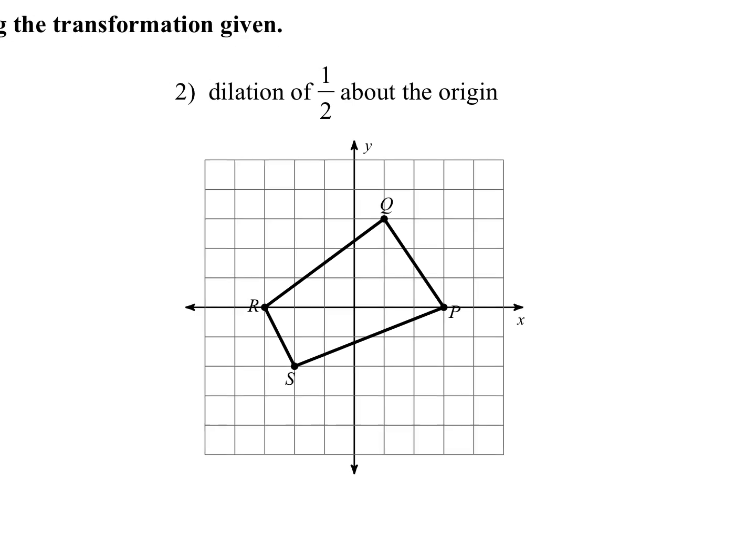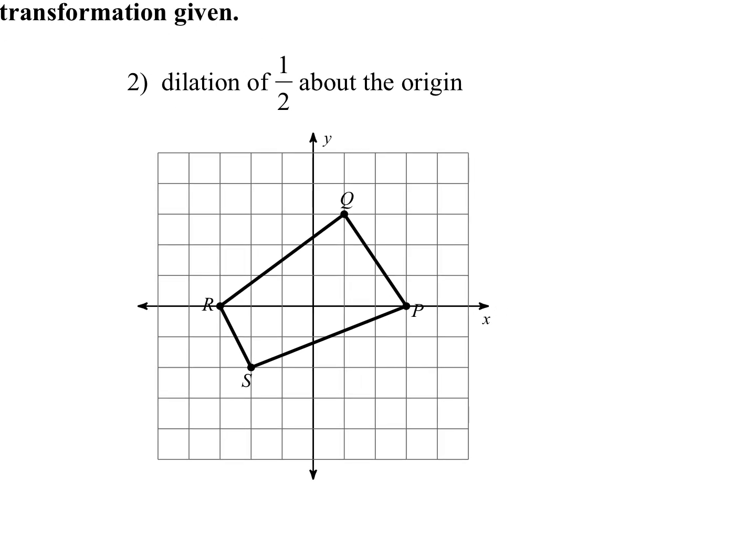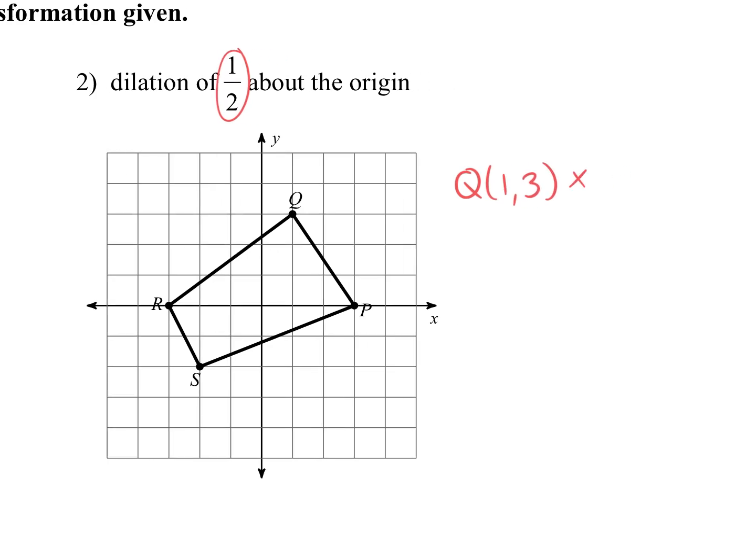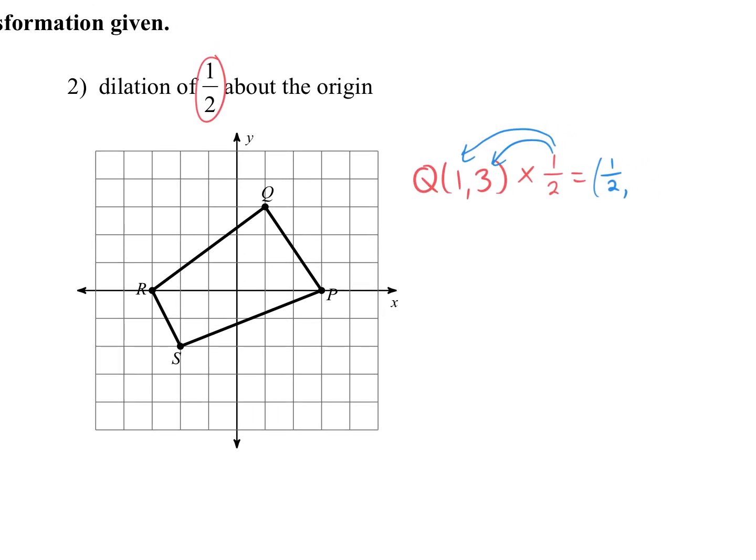Number 2 is dilations. How do we perform dilations? Right. You take each coordinate and you multiply it by the scale factor of whatever it gives you. So what is my coordinate for Q? 1, 3. What am I multiplying by? 1/2. When you're multiplying, remember, think you are distributing here. What's 1 times 1/2? 0.5. Yep, if you think decimals, that works too. What's 3 times 1/2? 1 and 1/2 or 3 over 2.